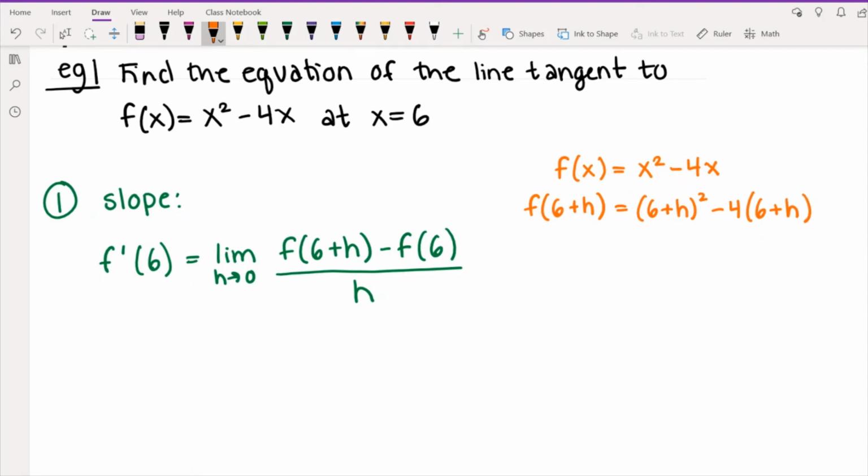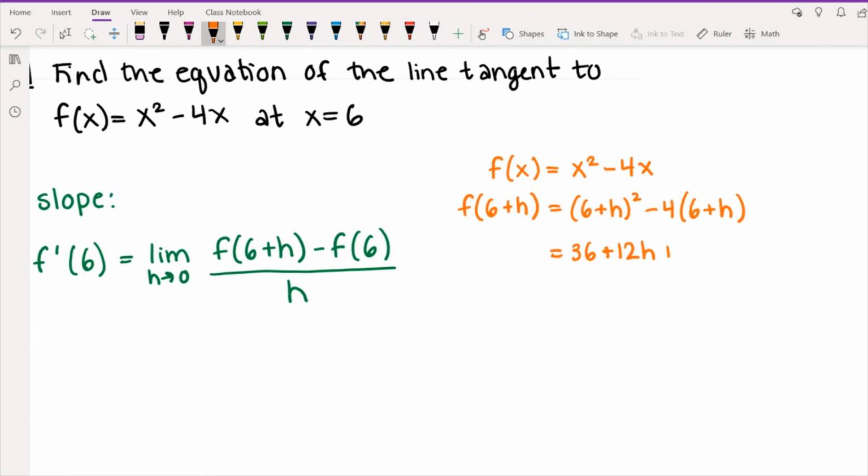And then we want to simplify this. So (6 plus h) squared is going to be 36 plus 12h plus h squared minus 24 minus 4h. So altogether, this is going to give us, 36 minus 24, that's 12. And then we have 12h minus 4h, so that's negative 8h. And then we have plus h squared.